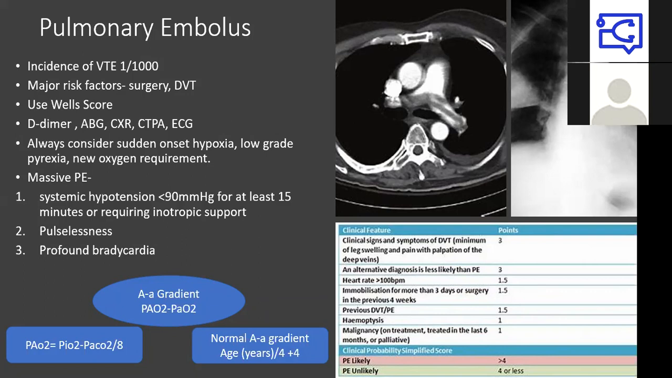The right side can't pump it, and it will go then into the hepatic veins and the IVC. And that's why you can get pulseless electrical activity, PEA, with PE, which is something that you can see because of this.